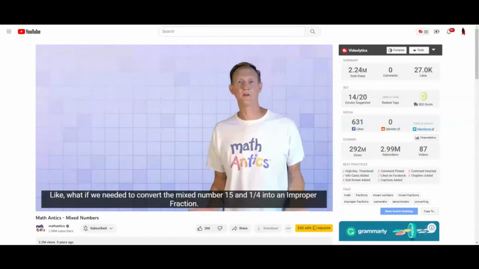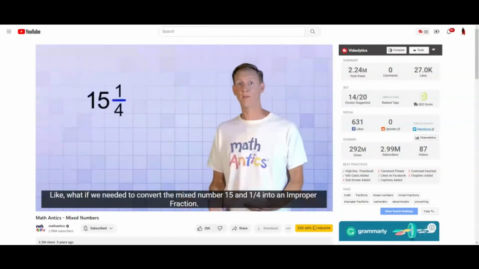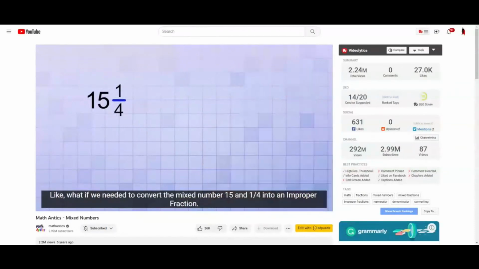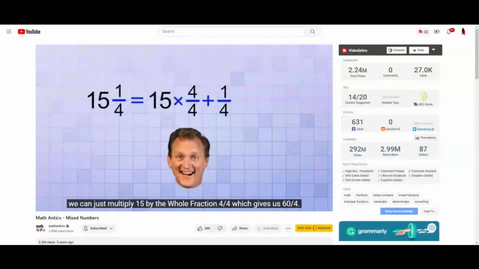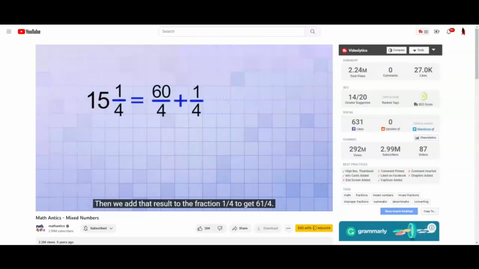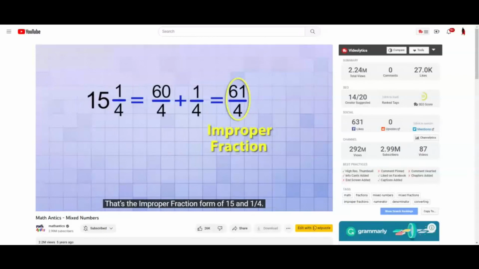Like, what if we needed to convert the mixed number 15 1/4 into an improper fraction? Instead of having to add 15 whole fractions together, we can just multiply 15 by the whole fraction 4/4, which gives us 60/4. Then we add that result to the fraction 1/4 to get 61/4. That's the improper fraction form of 15 1/4.